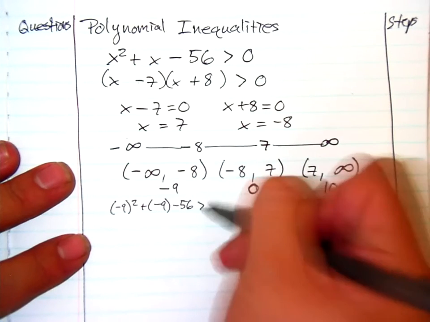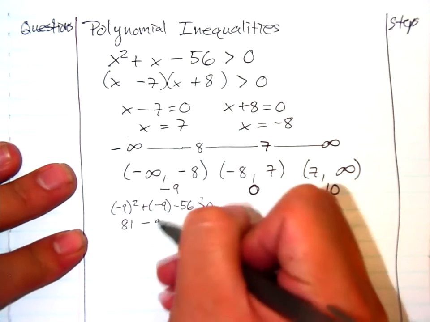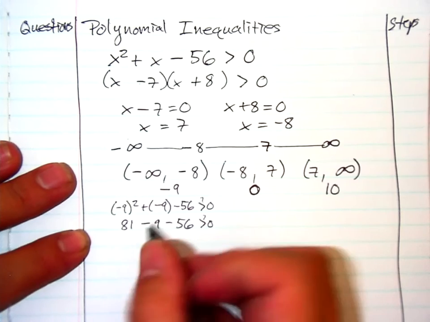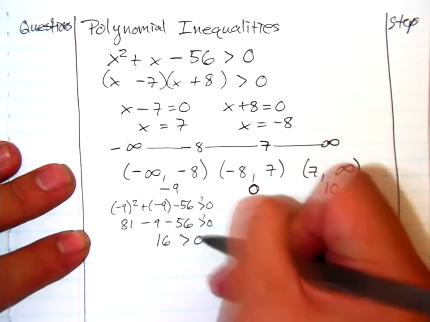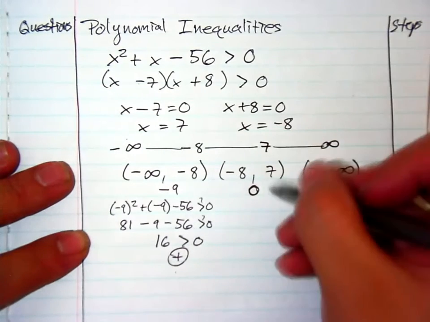Then we have to check, is it greater than 0? 81 minus 9 minus 56. Just looking at this, I already know that it's going to be positive, but it is 16. So this does end up as positive, greater than 0. It works. Let's try out the other one.